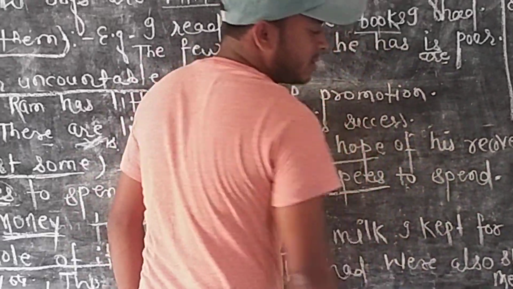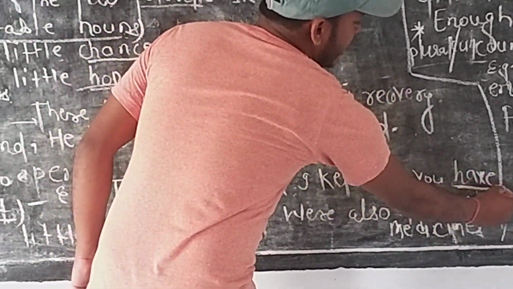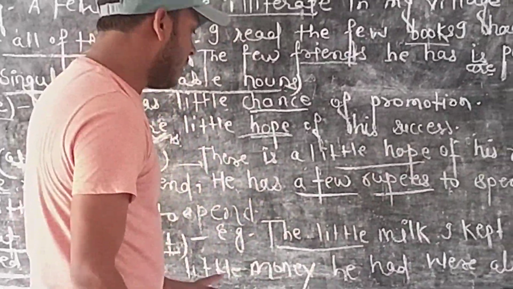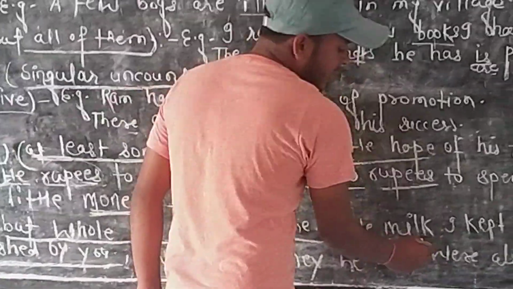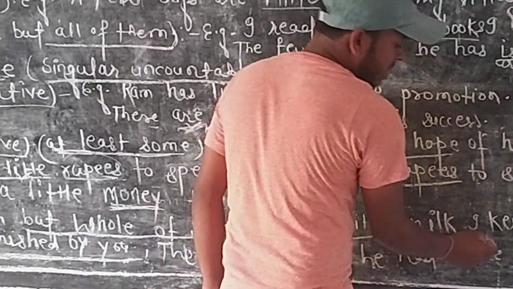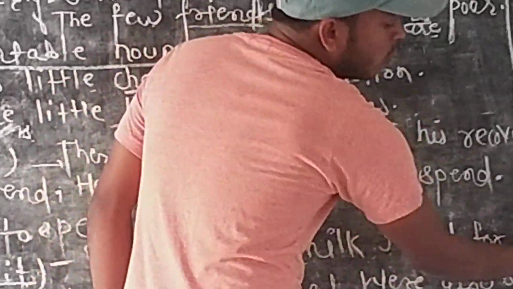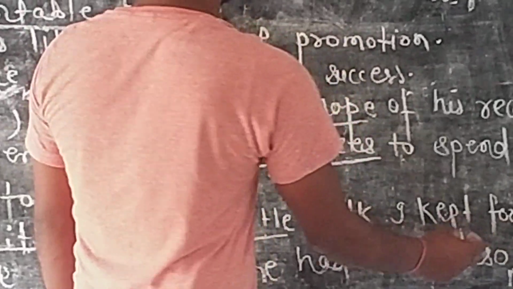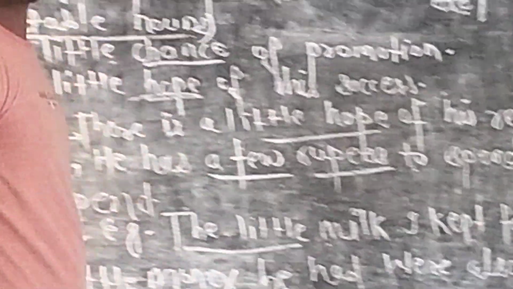So have is what? Have is incorrect here. We should not write have. Instead of have, we have to write has. The little milk, you know the little milk is what? Singular number. But here I have written have. The little milk I kept for you has been finished. Yes, it should be has been finished because it should be singular number.